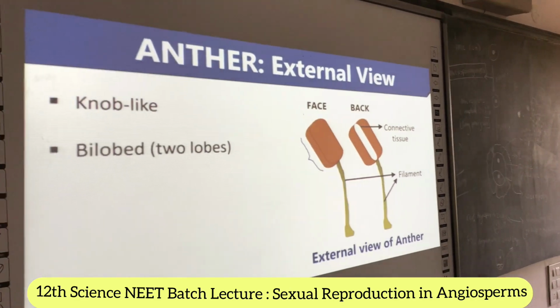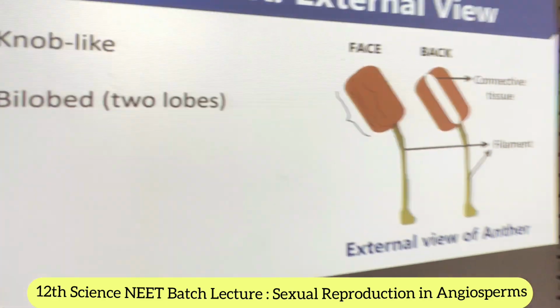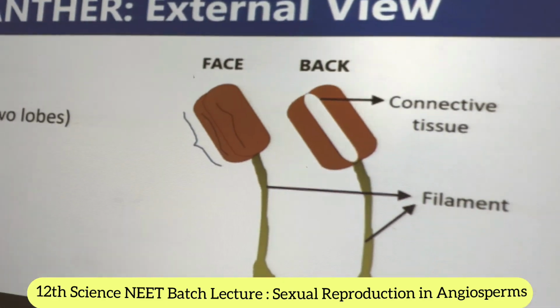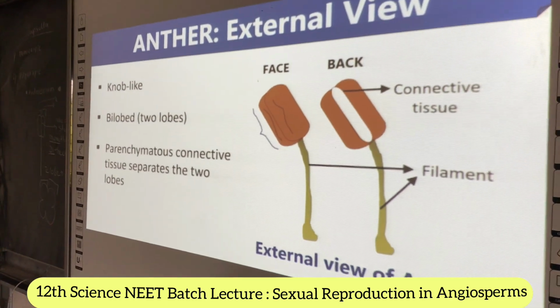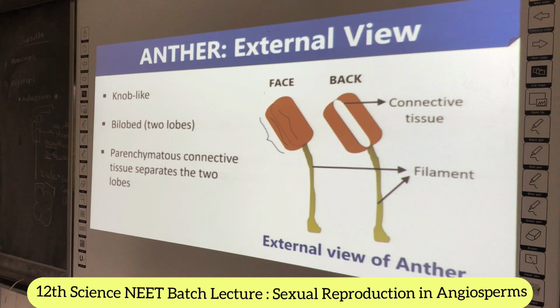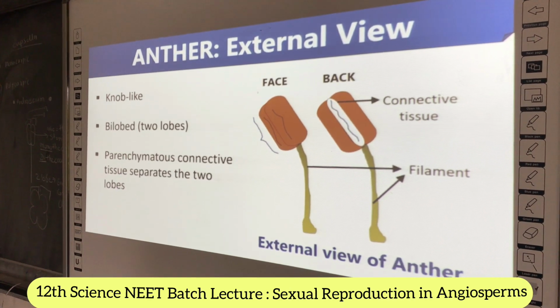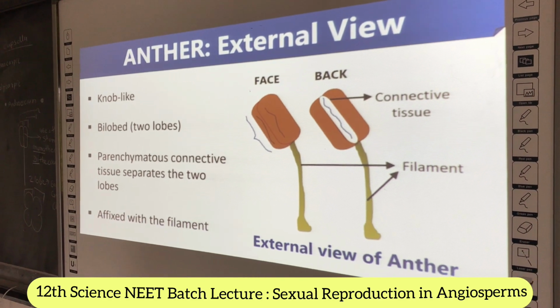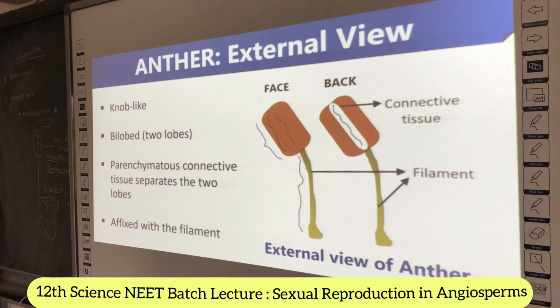Then you could also see that there are two lobes or chambers, and the majority of the flowers have a bilobed anther. Then the question is how these two lobes are connected. So friends, the answer is parenchymatous connective tissue that connects these two lobes. Last but not the least, the anther is attached with a long and slender filament.